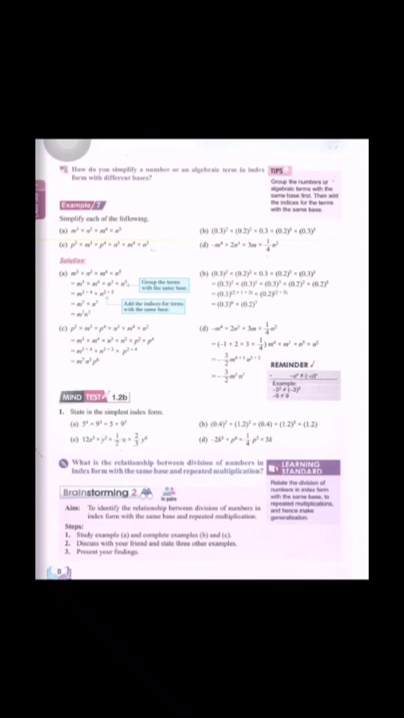So we group the terms with the same base. M we have m to the power of 4 plus 1. Then n we have the power of 5 plus 2. So the numerical coefficient tadi, when we times, we will get -3/2. M to the power of 5 and n to the power of 7.